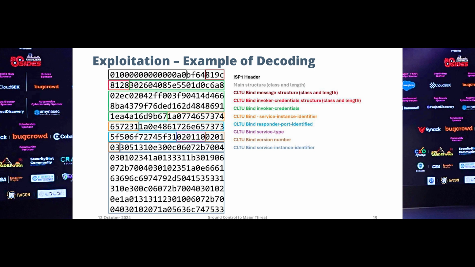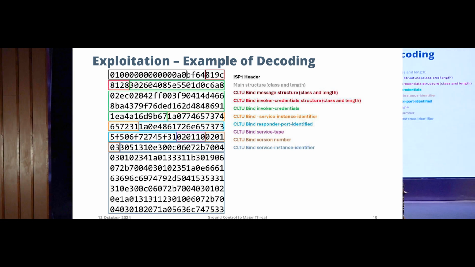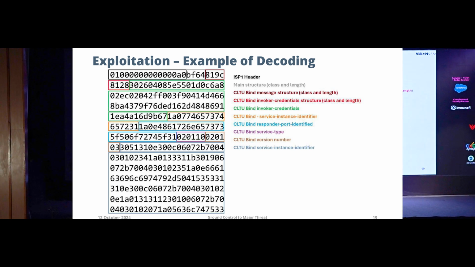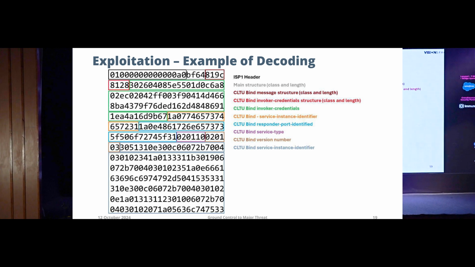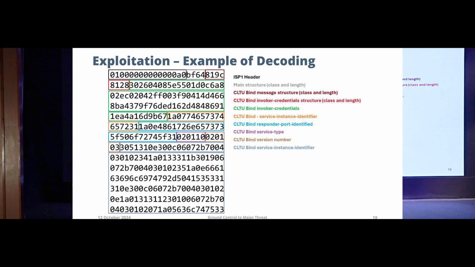Some of it is in the documentation. And then ISP1 is based on ASN.1 notation encoding. So we just follow the same well-defined structure of tag, length and value, right? Tag length value, TLV.